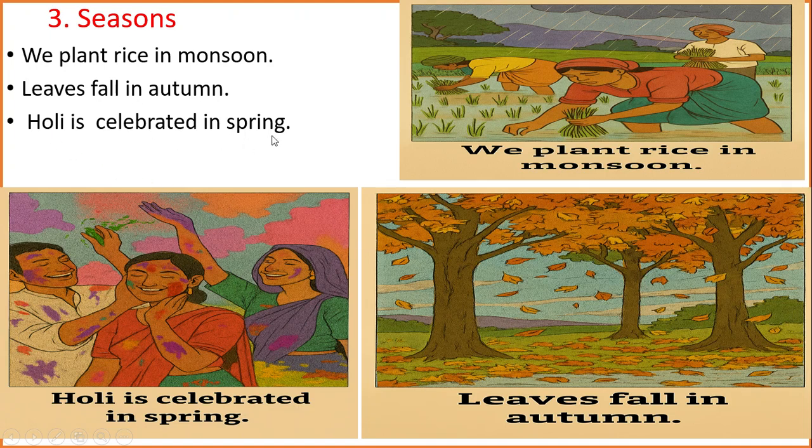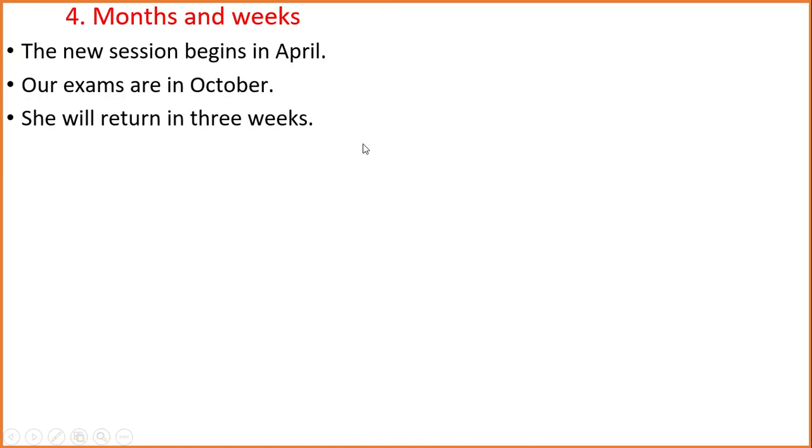Now look at the third example. Holi is celebrated in spring. These people are celebrating Holi. And when is Holi celebrated? Holi is celebrated in spring. So with seasons, we can use the preposition in. Which seasons are mentioned here? Monsoon, autumn and spring.